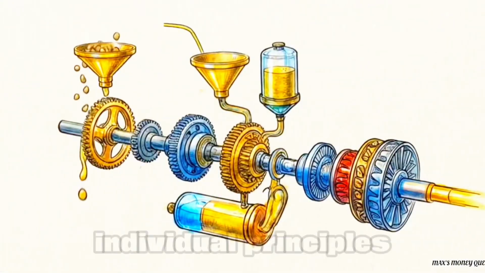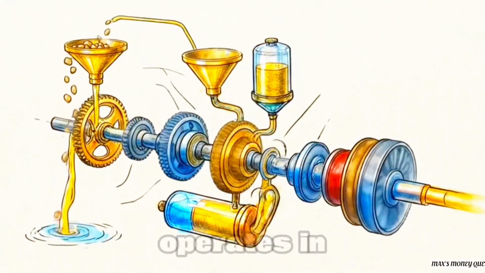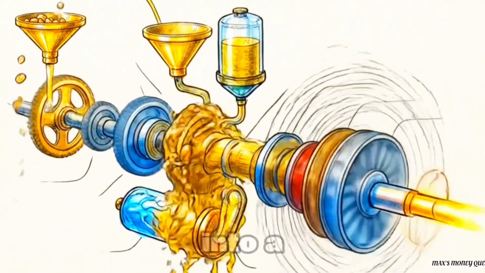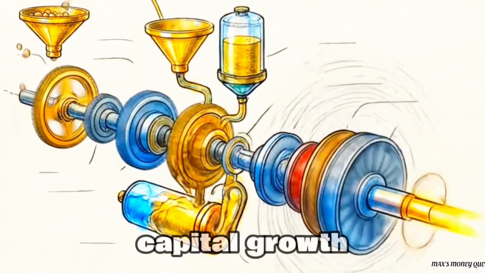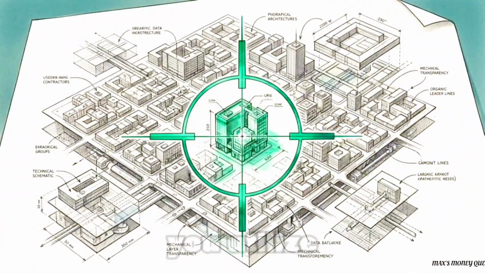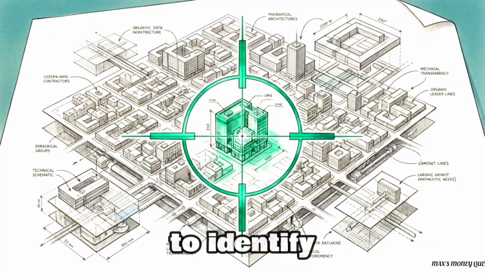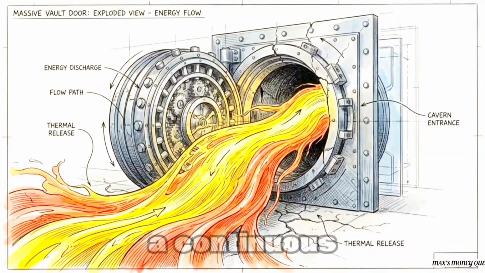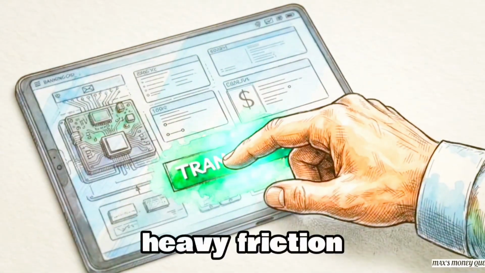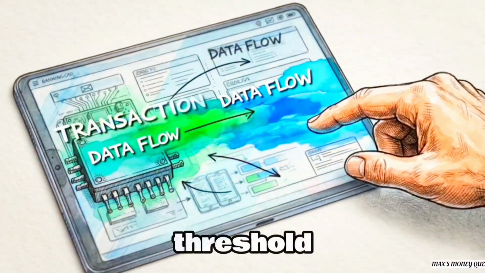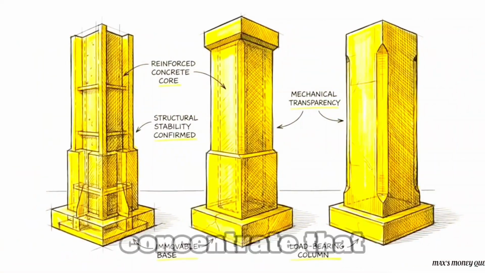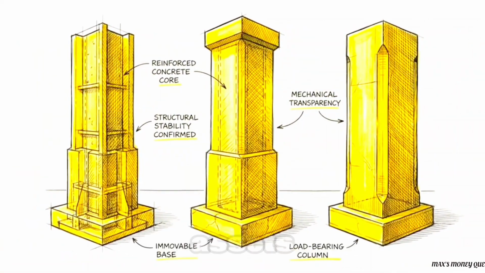When you align these individual principles, the architecture operates in perfect synchronization. The system converts raw human effort into a self-sustaining cycle of capital growth. The sequence is fixed. You utilize targeted positioning to identify high-yield opportunities. You enforce a strict capital spread to generate a continuous surplus. You push that surplus past the heavy friction of the $100,000 threshold. You convert the cash into compounding equity, and you aggressively concentrate that equity into high-conviction assets.